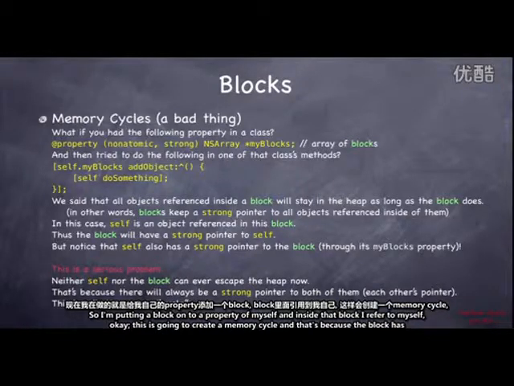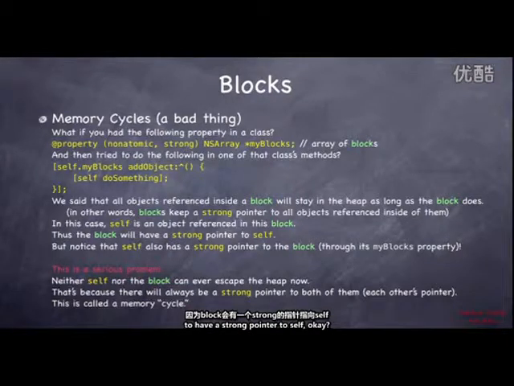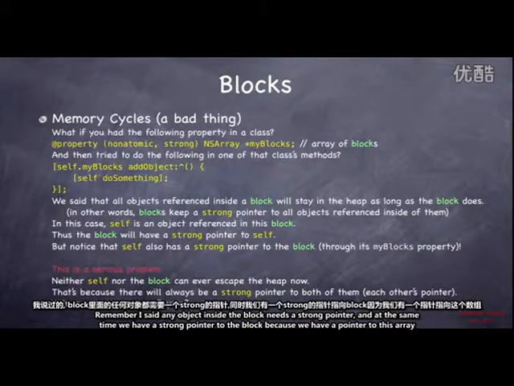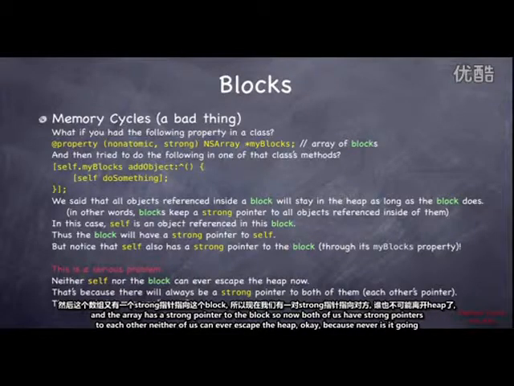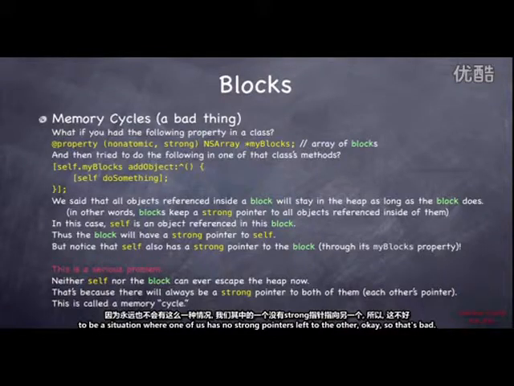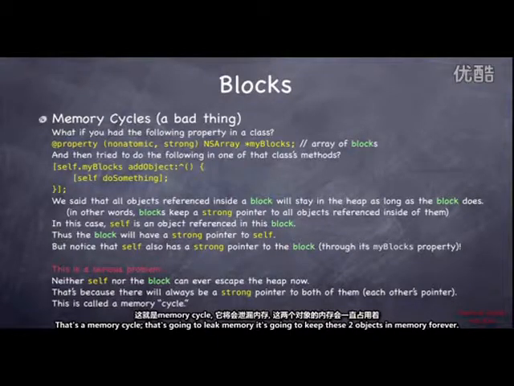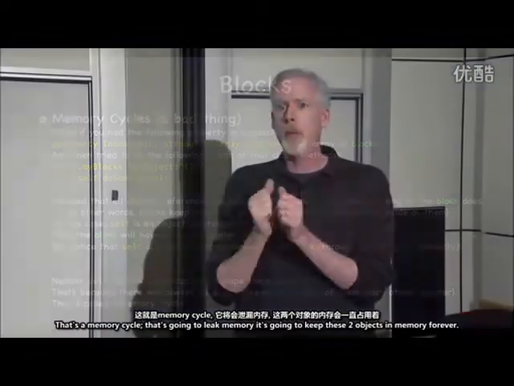And that's because the block has to have a strong pointer to self. Remember I said any object inside the block needs a strong pointer. And at the same time, we have a strong pointer to the block, because we have a pointer to this array, and the array has a strong pointer to the block. So now both of us have strong pointers to each other. Neither of us can ever escape the heap, because never is it going to be a situation where one of us has no strong pointers left to the other. Okay? So that's bad. That's a memory cycle. That's going to leak memory. It's going to keep these two objects in memory forever.